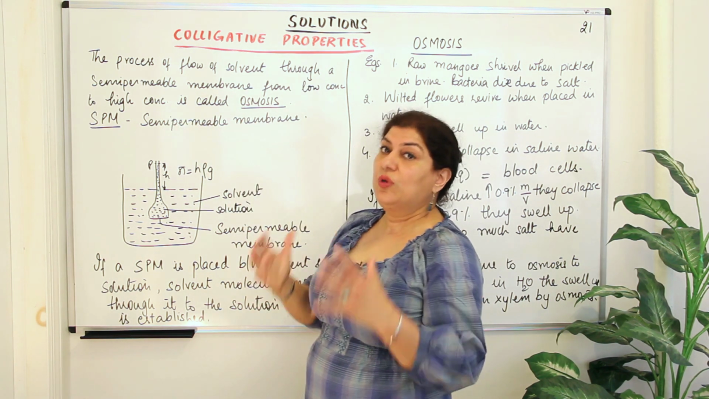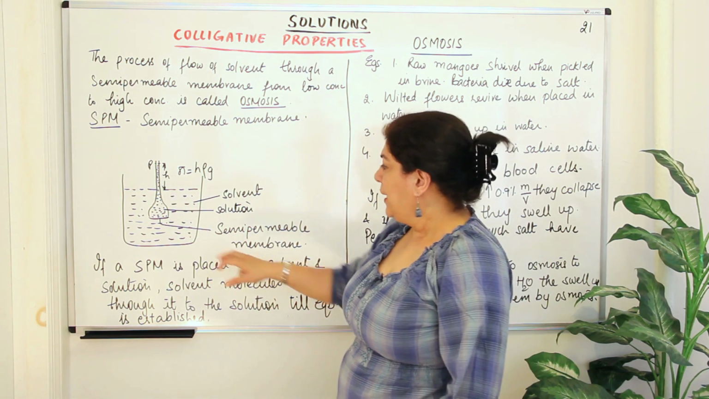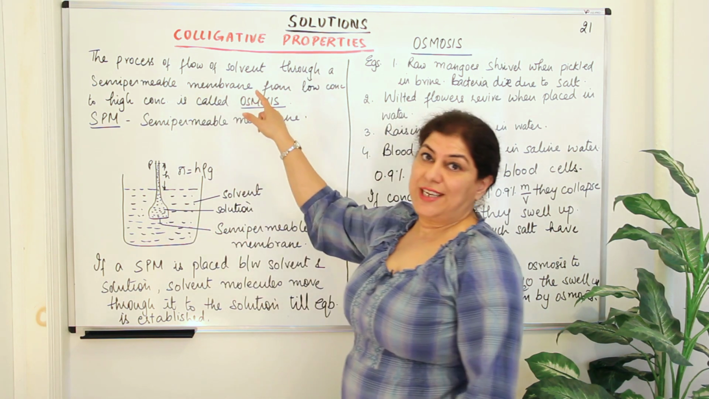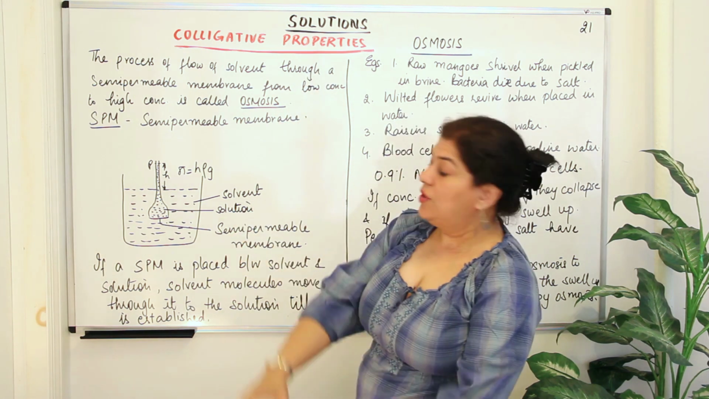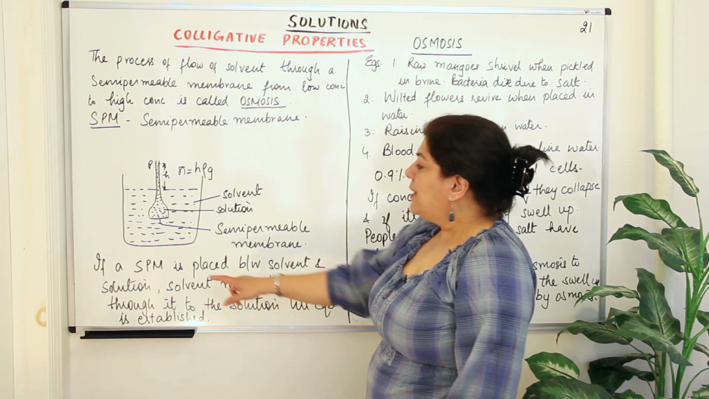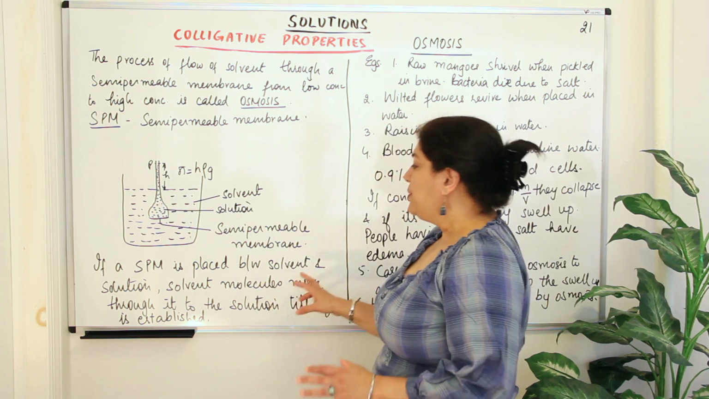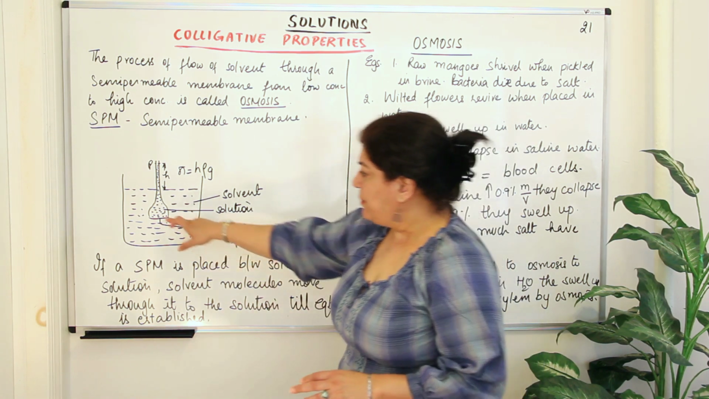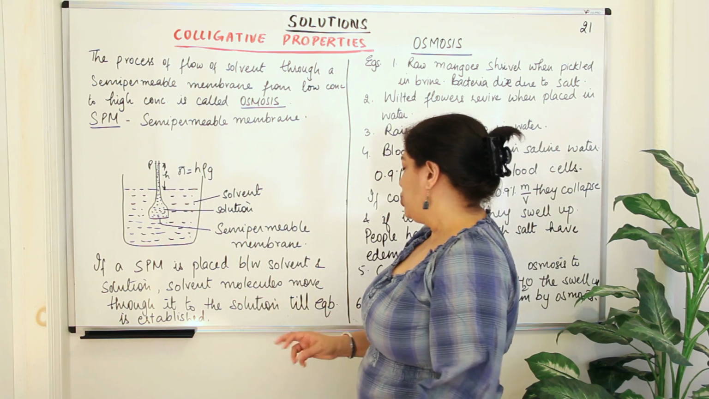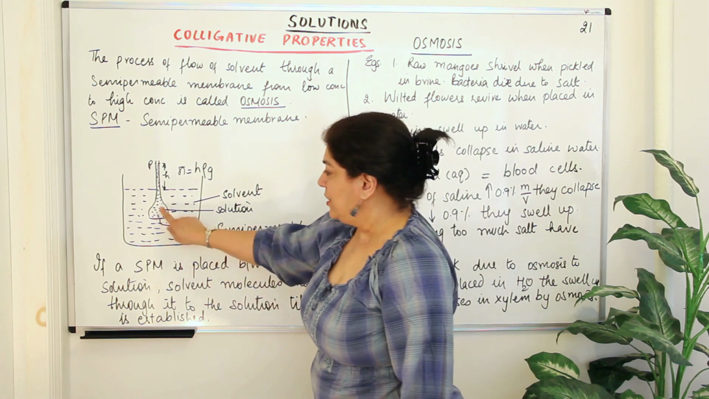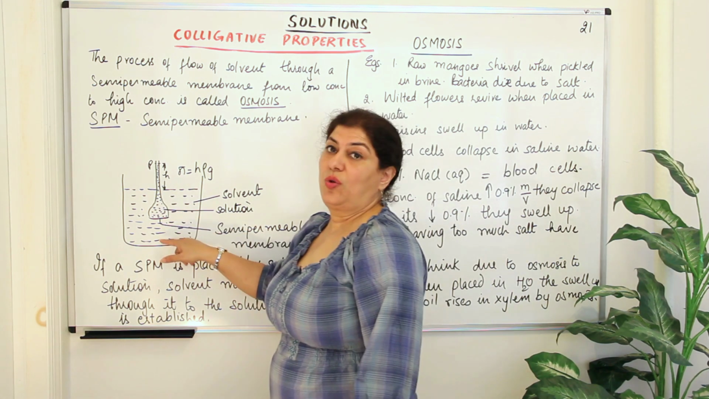If we talked in terms of only solvent, we would say from high concentration of solvent to low concentration of solvent. But just to make it easier, since your textbook refers to it only as solution, we will say it always moves from low concentration to high concentration. A semi-permeable membrane, the abbreviation used is SPM, is placed between the solvent and the solution, and the solvent molecules move through it to the solution till equilibrium is established.